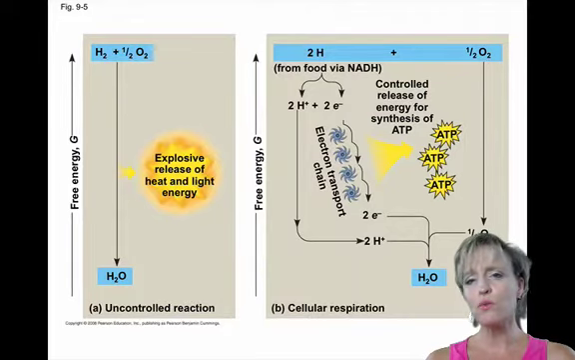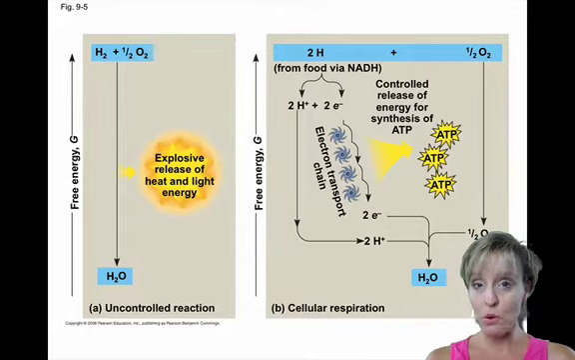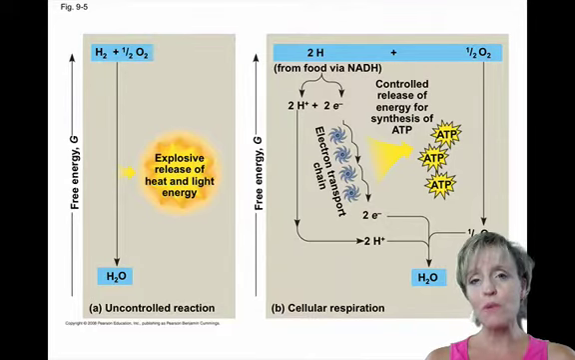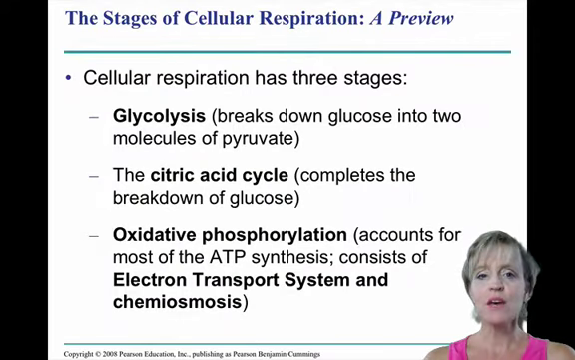What we're going to do is reap the free energy in NADH in tiny little units as we go down the electron transport chain. And each time it bebops down the chain, we will be reaping small amounts of energy in the form of ATP. Okay, the stages of cellular respiration, a preview.